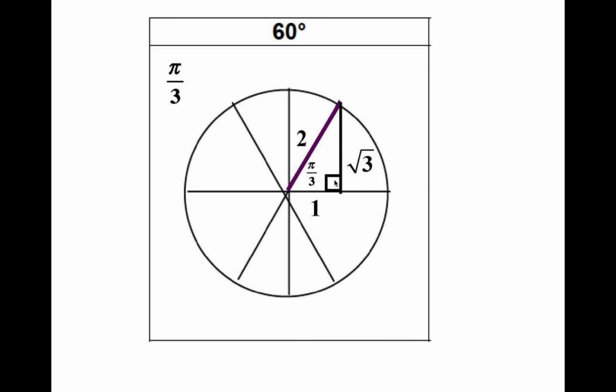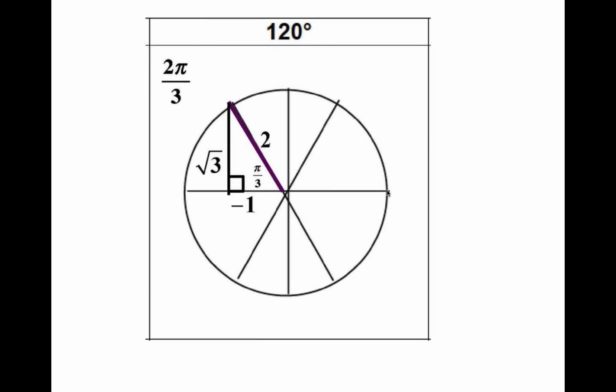So labeling our picture, notice this is less than half a pi. So this is pi over 3, which is equivalent to 60. So that would make this √3, this 1, and this 2. At 2 pi over 3, that's more than half a pi, but less than a full pi. So this is where it would be. If it's always 3 here at the bottom, it's going to be pi over 3 as your angle.